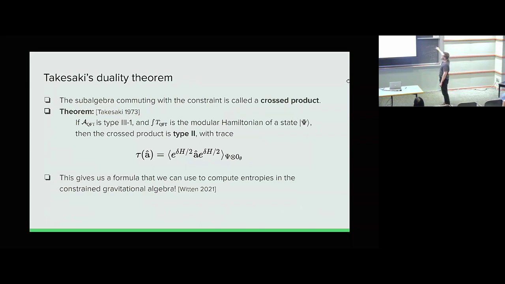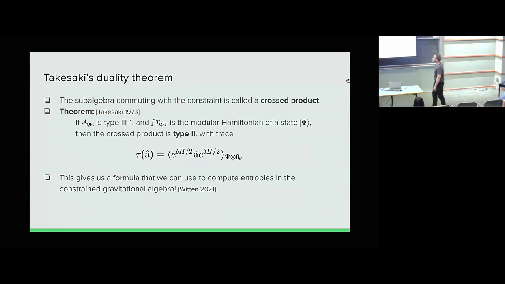Ignore this first line. It's technical. I'll explain it in a second. The point is that there are some settings, some set of conditions you can put under which this cross product is going to end up being one of these type 2 algebras, in which these entropies are uniquely well defined.